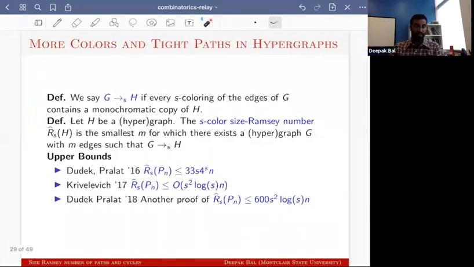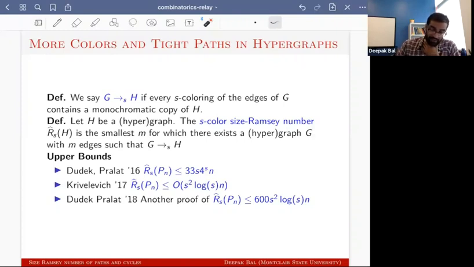Okay, so for upper bounds for the s-color version, Dudek and Prałat also proved that the s-color version is linear in n, and they got an upper bound where the term depending on s was exponential in s. So this is basically taking their random graph argument and using that lemma about bipartite holes and just applying it inductively.